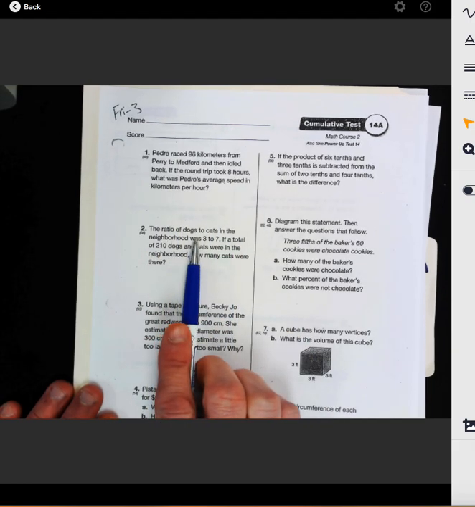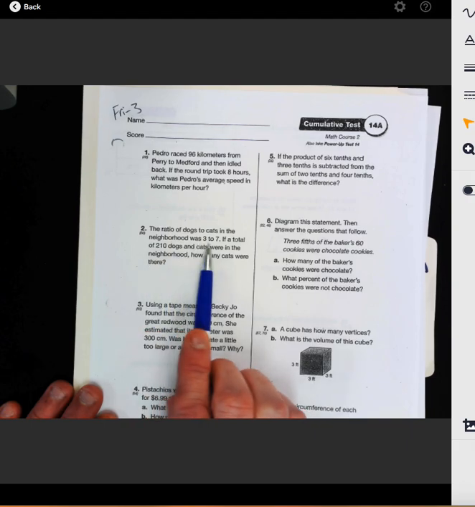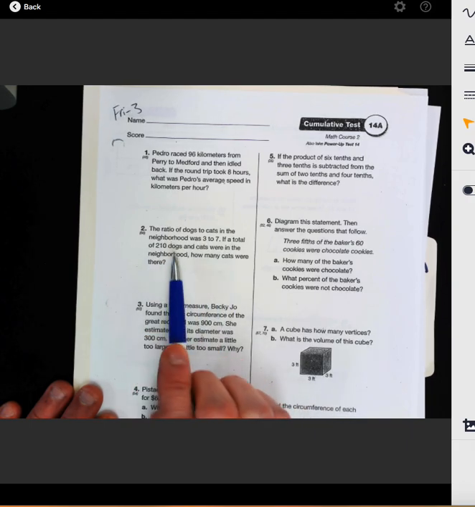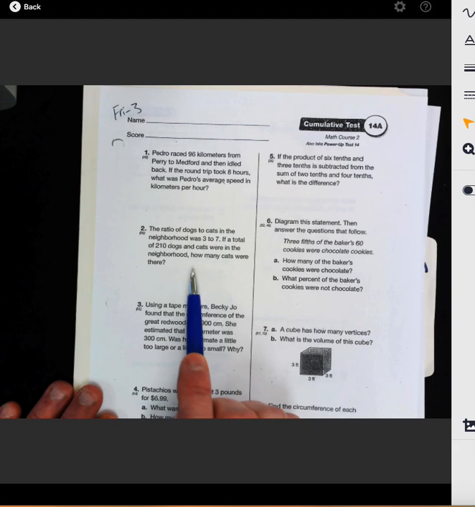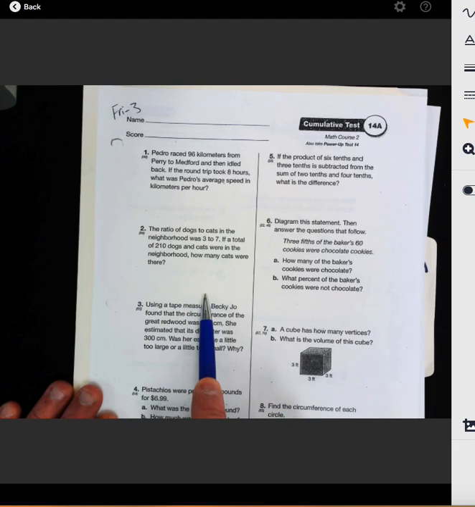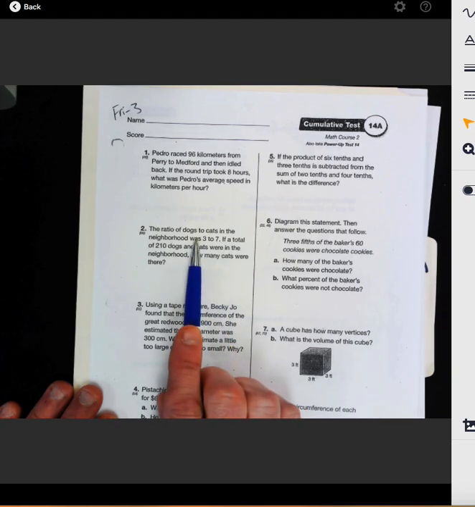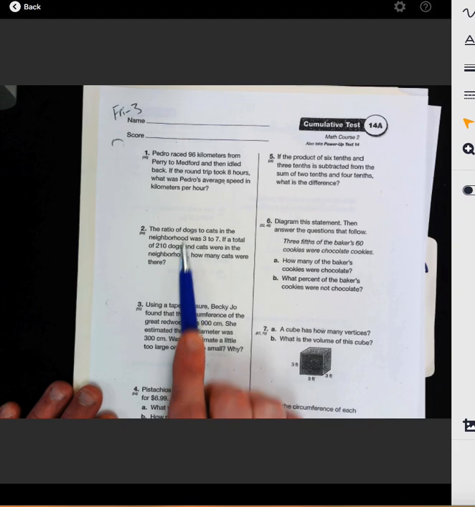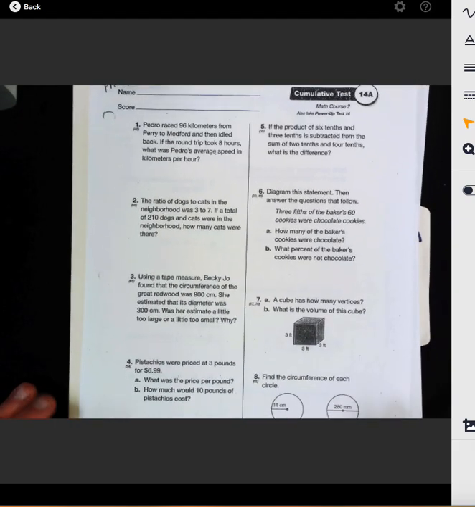The ratio of dogs to cats in the neighborhood was 3 to 7. So you need to add it together, 3 to 7. You have the 210 at the bottom for the total, and they want to know how many cats, so you can cross off the dogs, but make sure you add them together.